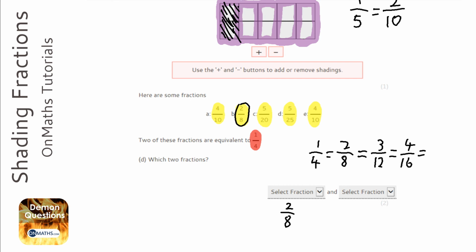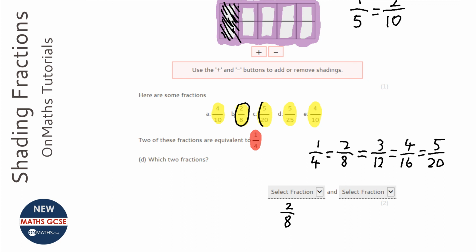Okay, let's times top and bottom by 5. So it becomes 5 over 20. And there we go, we've got a 5 over 20. So it's 2 over 8 and 5 over 20.